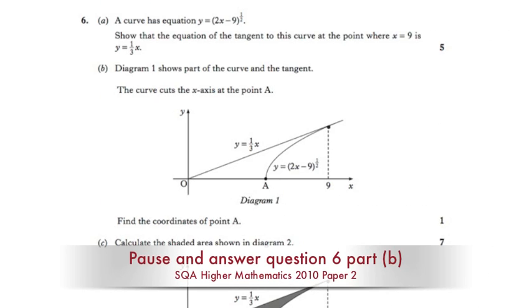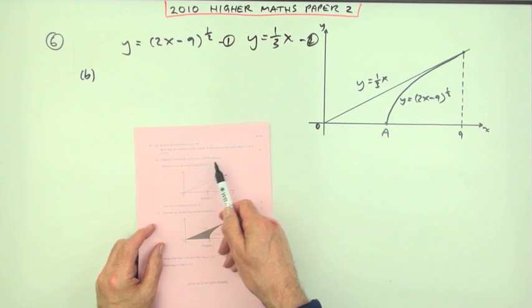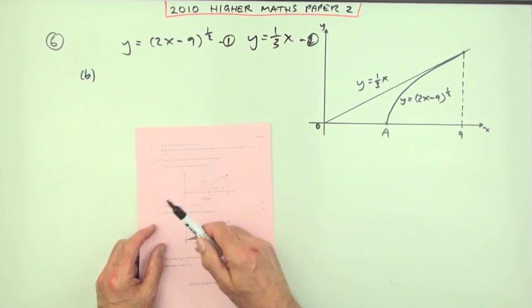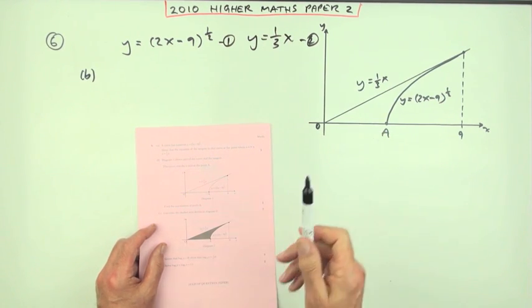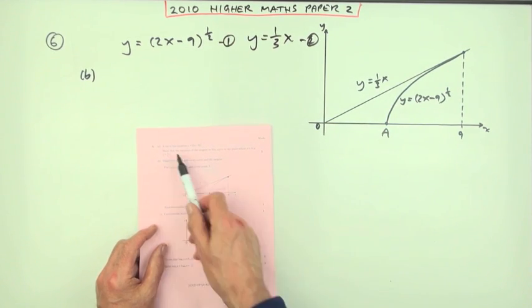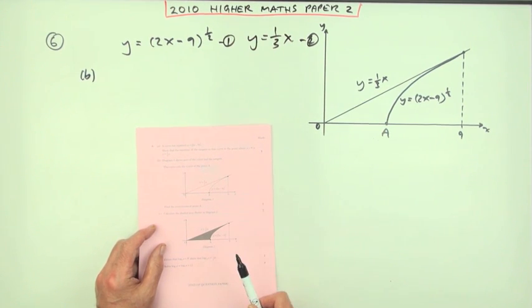So, part B. Diagram 1 shows, oh, it only refers to this diagram now in part B, which means you were doing part A blind. You should have been ignoring that diagram in effect. So anything you did in part A shouldn't have had reference to that diagram. All the information was there anyway, the two equations and the fact that it's at x equals 9.